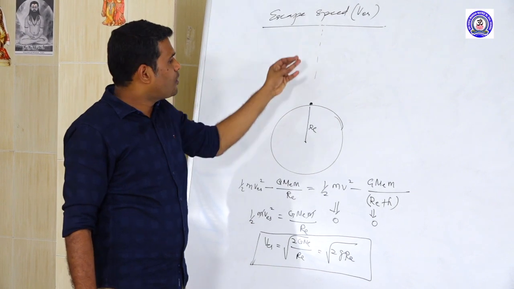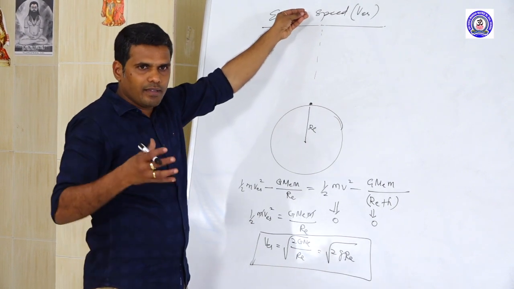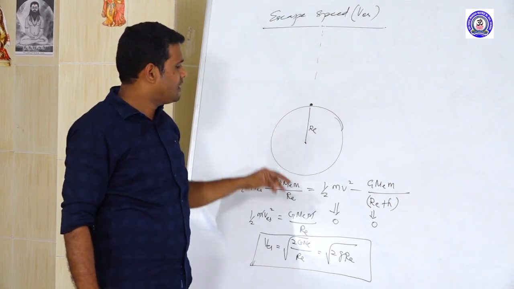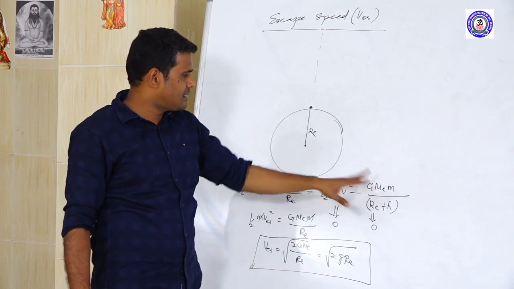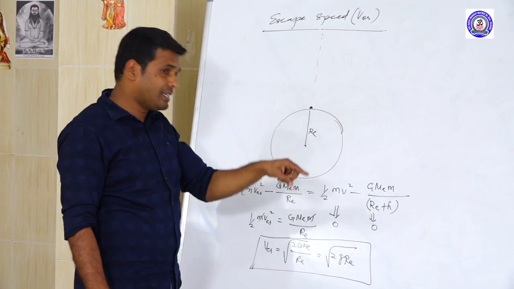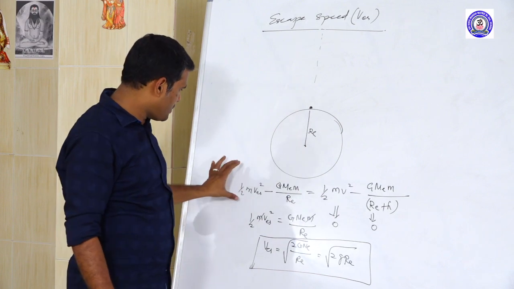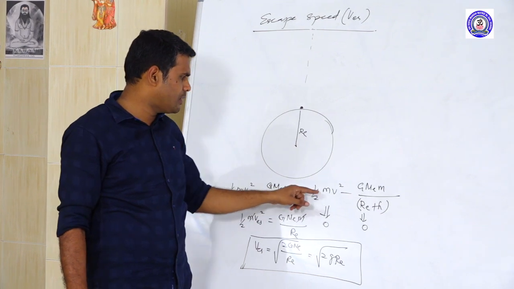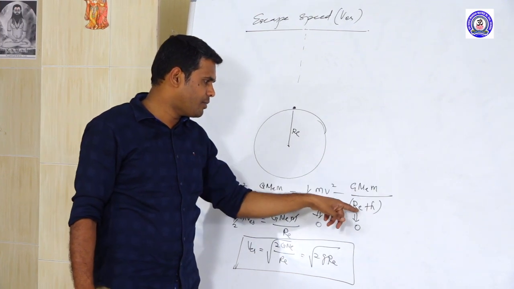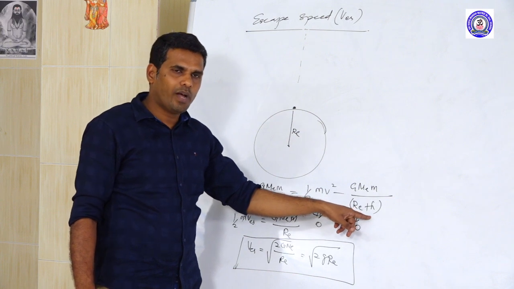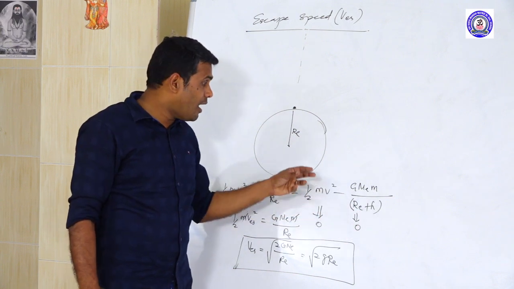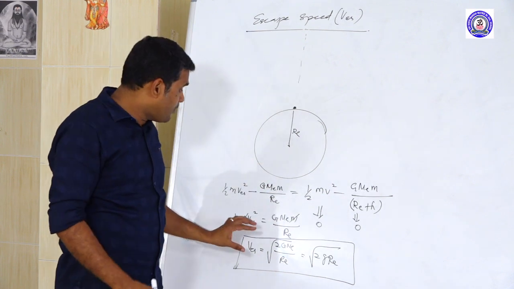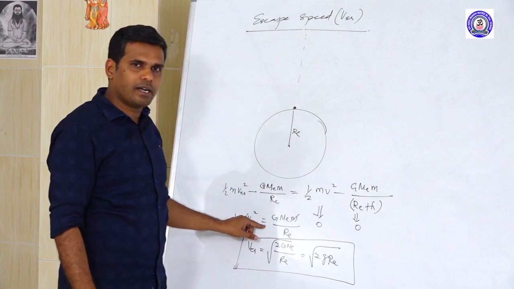Suppose in the midway, if the object is moving under projection, then we cannot say its kinetic energy and potential energy are 0. So in such a case, according to the law of conservation of energy, you have to take this formula: half m v escape square minus G Me m divided by Re equals half m v square minus G Me m divided by Re plus h, when the object is projected upwards and is under flight. This is the minimum condition actually.